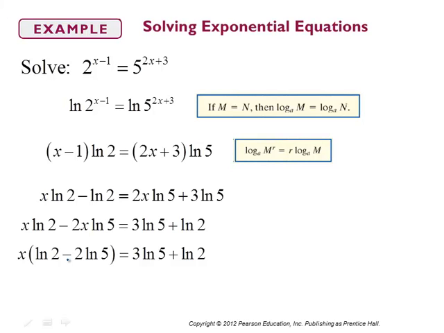And now you have natural log of 2 minus 2 natural log of 5, which is just a number. On the right-hand side, you got 3 natural log of 5 plus natural log of 2, which is just a number. And then divide both sides by this number, by this natural log of 2 minus 2 natural log of 5, so you could isolate x.